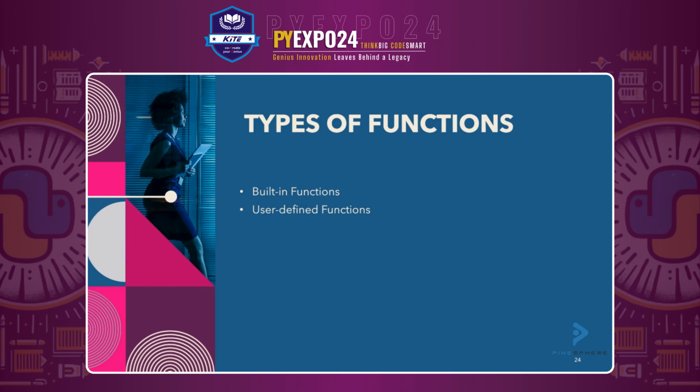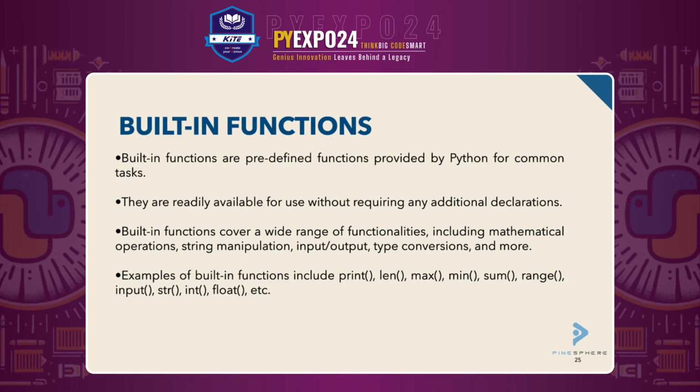So there are two basic types of functions in Python. The first is built-in functions. The second one is user-defined functions. Okay, what are these built-in functions and user-defined functions? Built-in functions are predefined functions provided by Python for very common tasks. These are already developed and available in Python. They cover a wide range of functionality including mathematical operations, string manipulation, input output, type conversions, and etc.